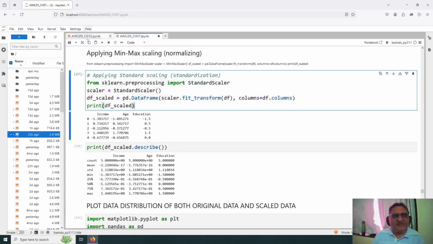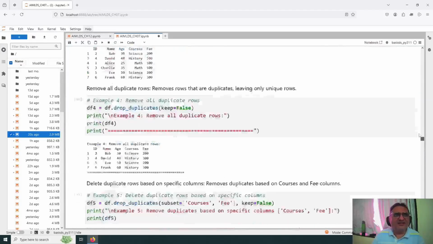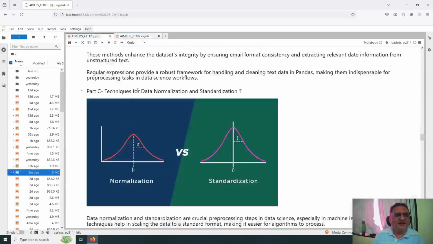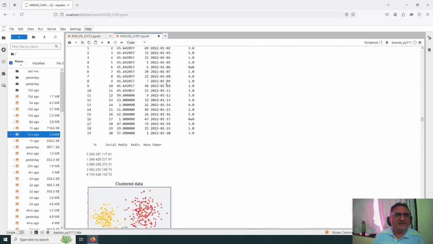So again, this is just a repetition of those things, but some things are so important that it is better to repeat them whenever they are going to be required again in the next few chapters, rather than relying on the learners' memory, that they will be able to retain everything. So, techniques for data normalization and standardization. First of all, learn when normalization and standardization is required.